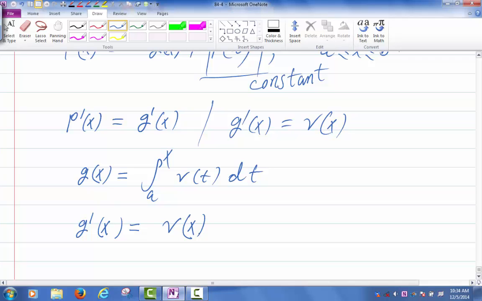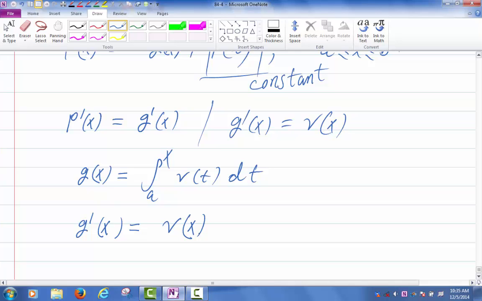Why is this important? Remember, we are defining a new function g this way, in a strange way. If I have a function, I usually want to know the derivative of that function. Why? Because it gives me the rate. Well, I know exactly how to find the derivative of g, which is what? Very simple. It's just the integrand evaluated at x, right?